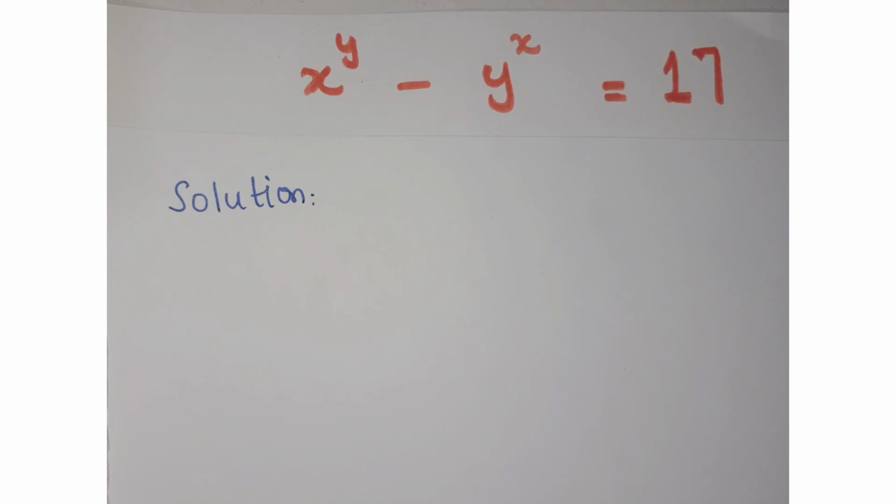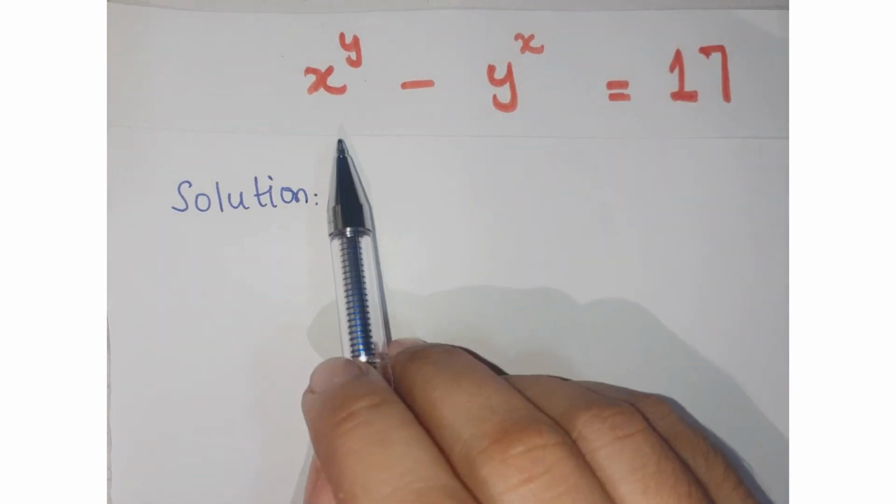Now look at this question. The question is x to the power y minus y to the power x is equal to 17, and we have to find the value of x and y. Let's see how we proceed.